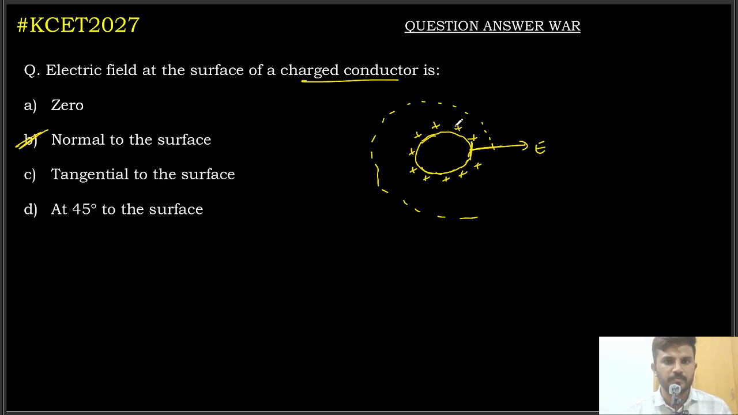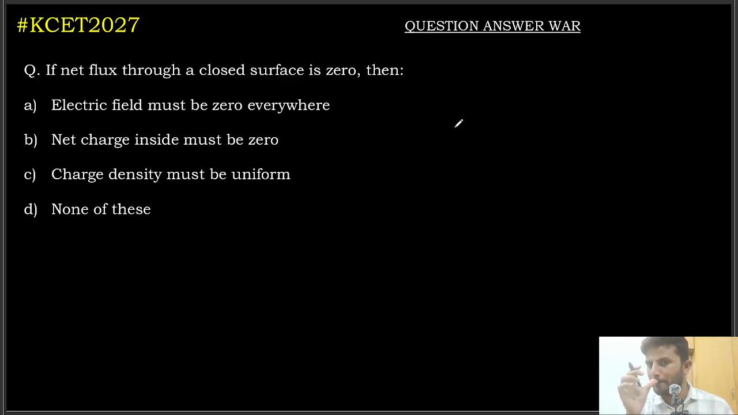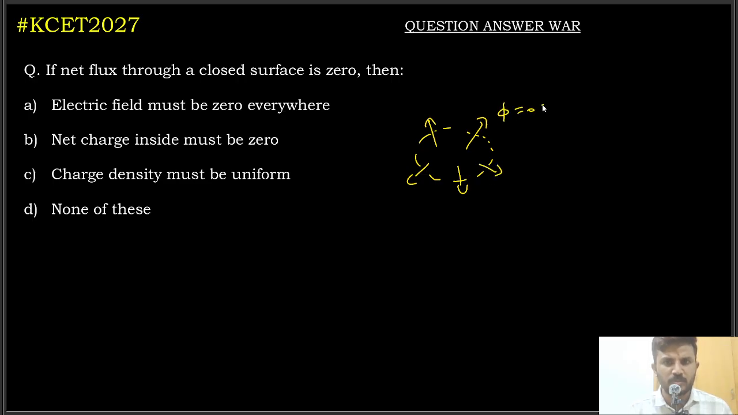Next, the net flux through a closed surface is 0. Why does it happen? If you consider this is a closed surface, and the flux through this closed surface is 0, that means Q by epsilon naught is 0. That is, Q is also 0. That's why the net charge inside the surface must be 0, because if flux is 0, then charge must be 0.